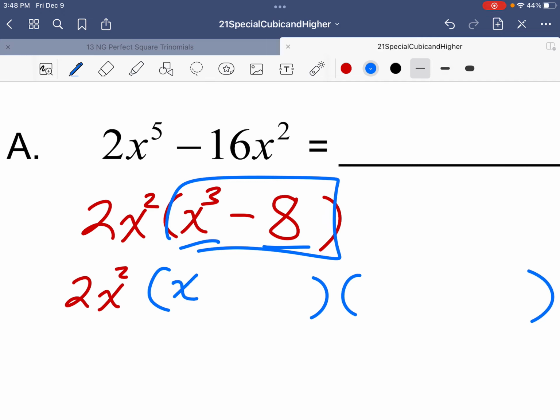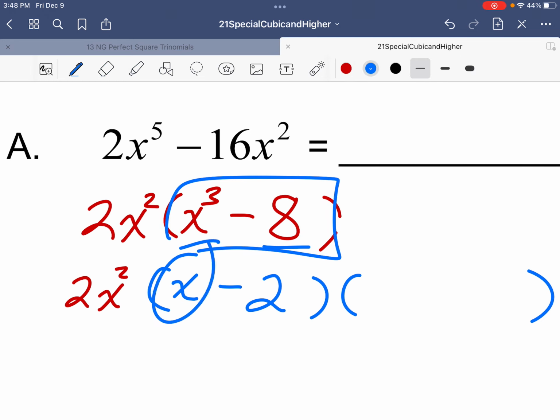So where did x cubed come from? It came from x. Where did minus 8 come from? Okay, you have to think, what number do you cube to get 8? That'd be the number 2. Remember, 2 cubed is 2 times 2 times 2. That's equal to 8.